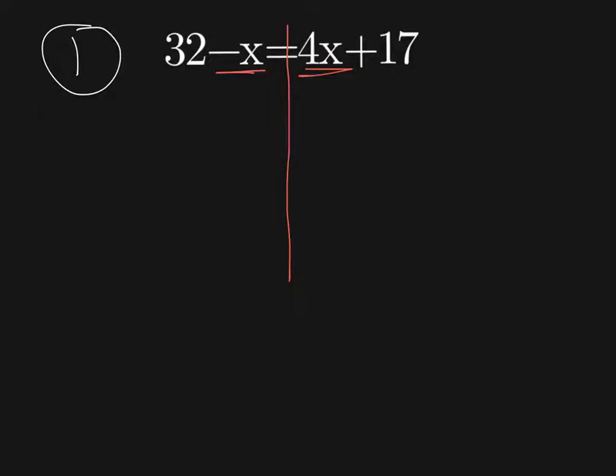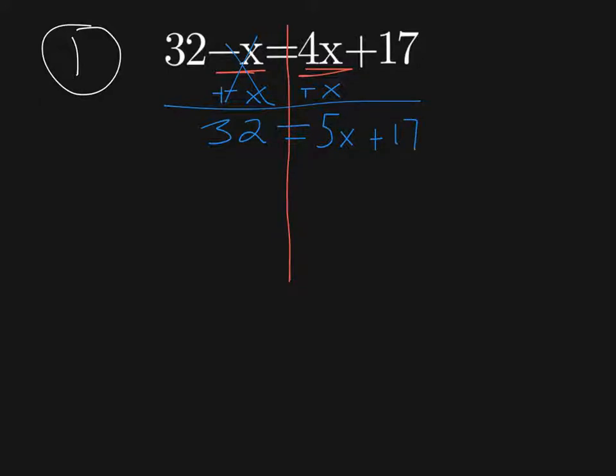Generally, I like to not work with negatives, but that's your choice if you feel like you can handle it and move the 4x to the left. But for this example, I'm going to move the negative x to the right side. So when we do that, we're going to just add the x over. So when we do that, we have 32 left over equals 4x plus 1x. Remember, that has to change. It can't stay 4. So 4x and 1x is 5x plus 17.